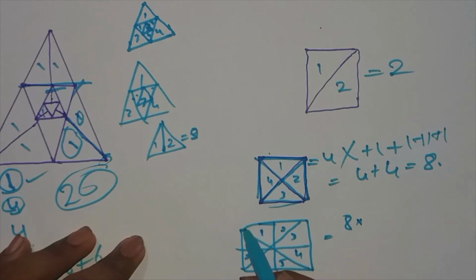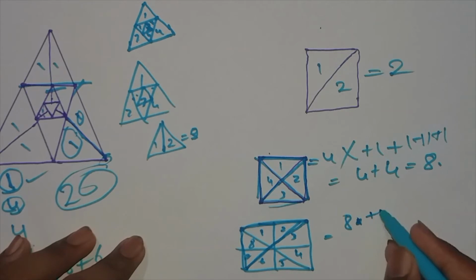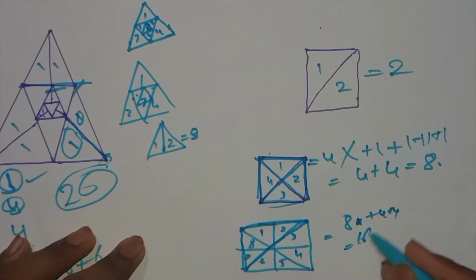We have to add the bigger triangles involved in this also. So this is one triangle, this is one triangle, this is one triangle, this is one triangle. So there are 8 plus 4 and plus 4, so there are 16 triangles.